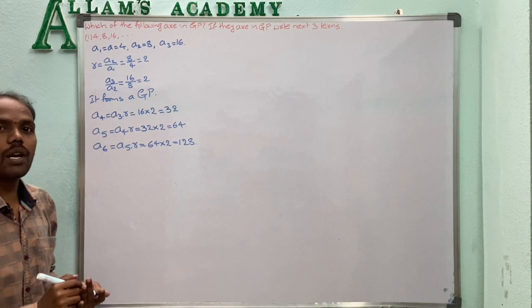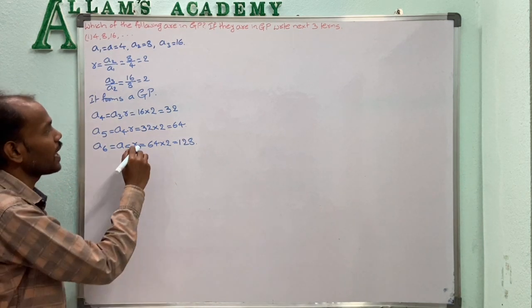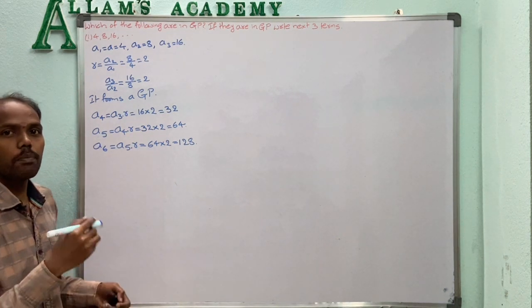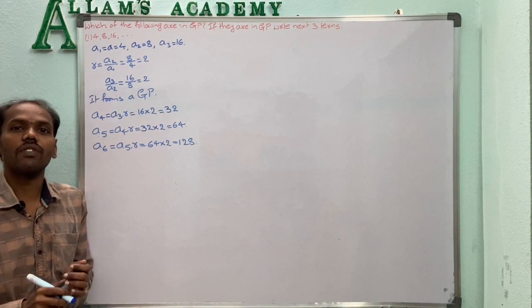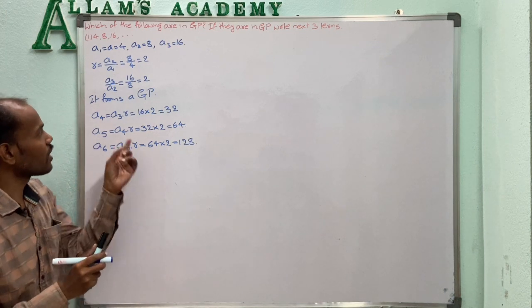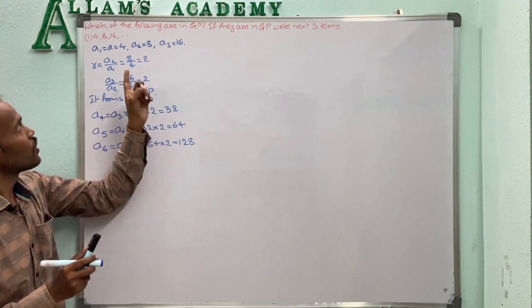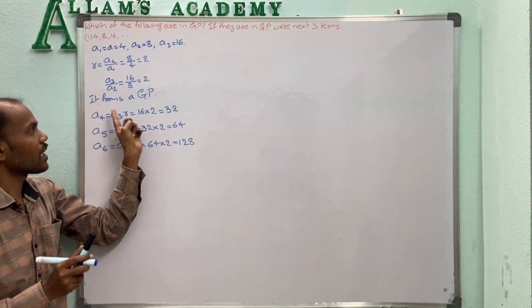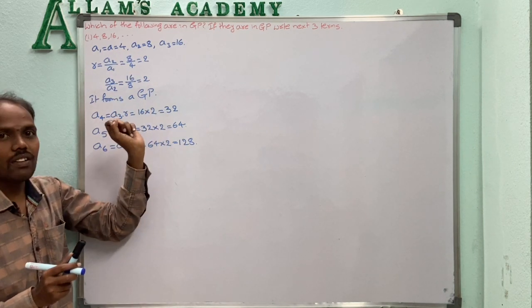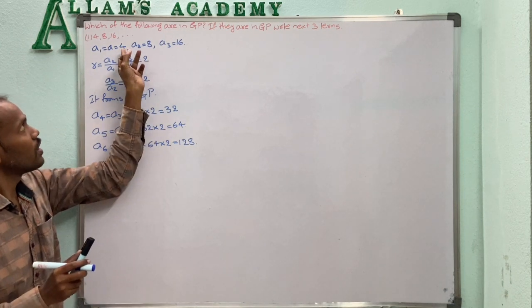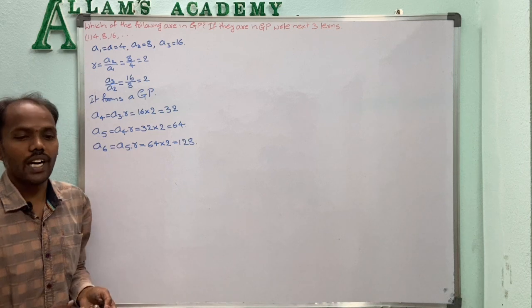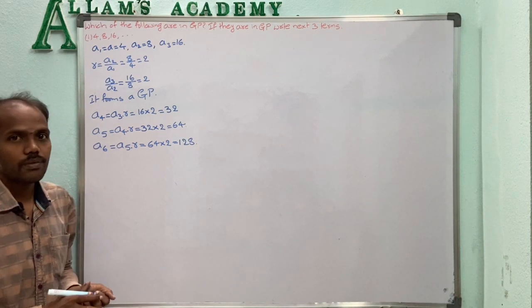By the general formula of GP, an is equal to a into r power n minus 1. If we use that also, here also we get the same value. So a4 is equal to 4 into r power 3. So 2 power 3 is equal to 8, and 4 into 8 is nothing but 32. In that method also we can solve.